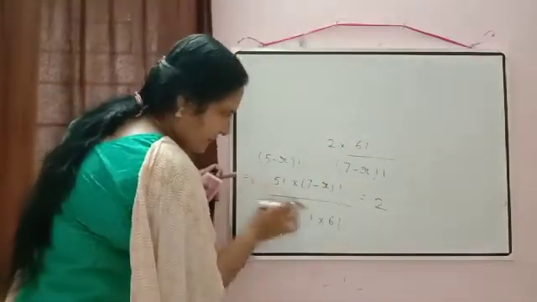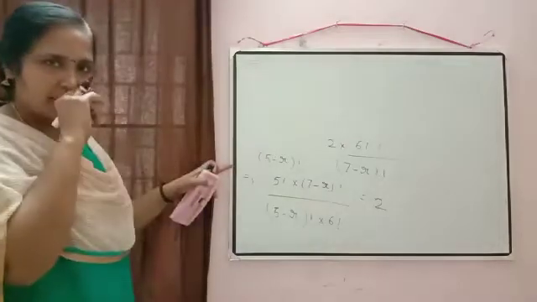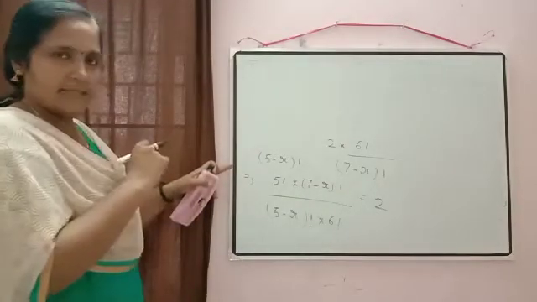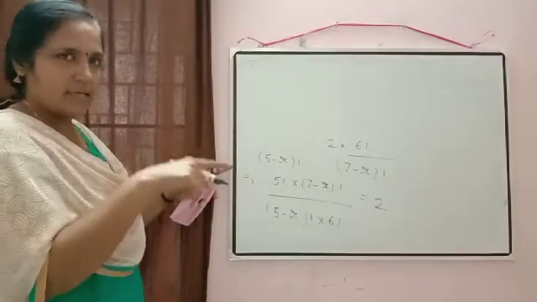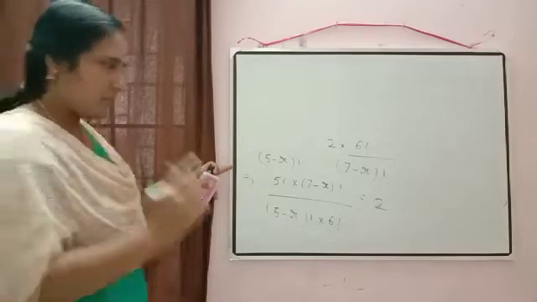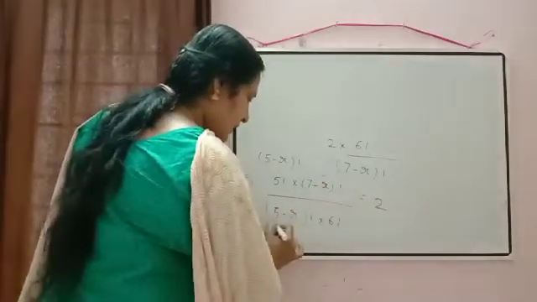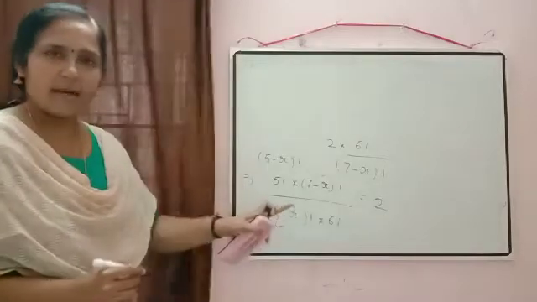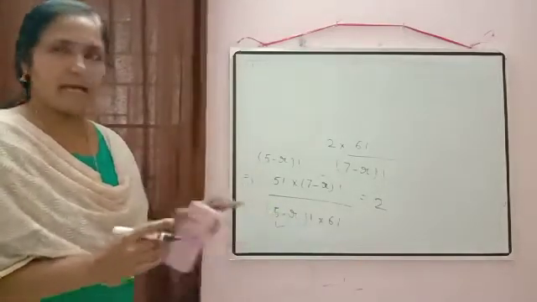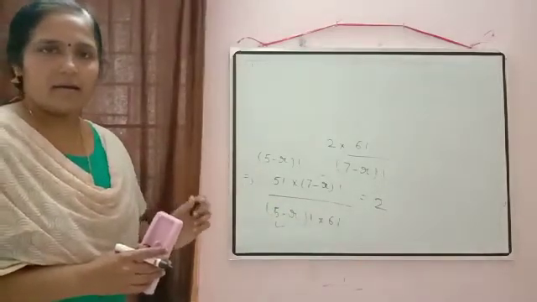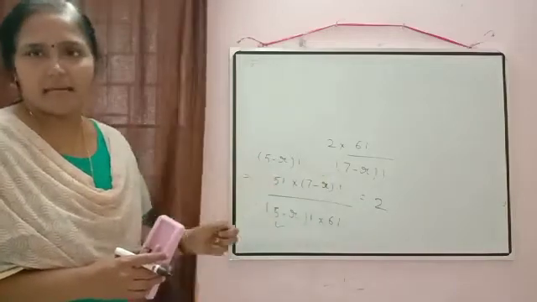We have 5 factorial and 6 factorial here. Which one is greater? 6 is greater. So 6 factorial can be written as 6 into 5 factorial. Now out of these two, which one is greater? 7 minus r or 5 minus r? Yes, obviously 7 minus r is greater.